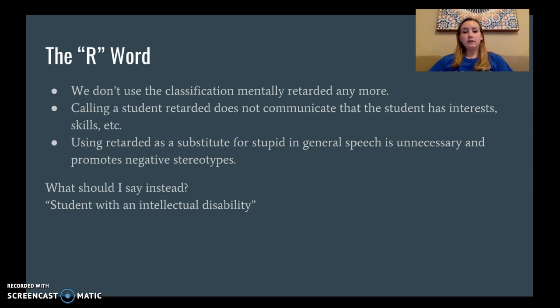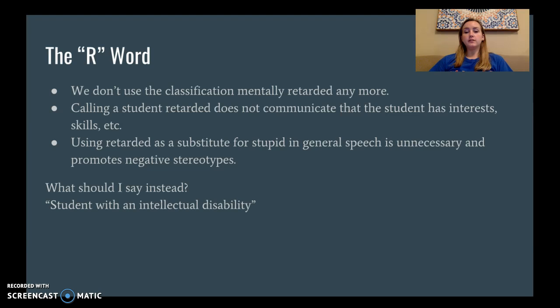So this one has gotten a lot of publicity in the last few years, and that's kind of from this ban the R word campaign. You might have seen it on social media. You might have heard people talking about this. So the classification of mental retardation is not something that is currently being used. So when we have students in our class, we don't have any students who are classified as mentally retarded. So calling a student retarded does not communicate what the student can do, what their skills are, that they have individual interests and individual abilities. So we want to really avoid this word.